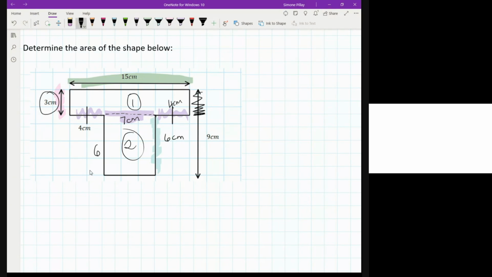So I'm going to say area of full shape is equal to area of big rectangle minus area of small rectangle. Okay, so which one is the big one? The one with the 15 centimeters. So area of rectangle 1, and you're saying minus. Ma'am, I said plus. Okay, you did say minus, but that's okay.